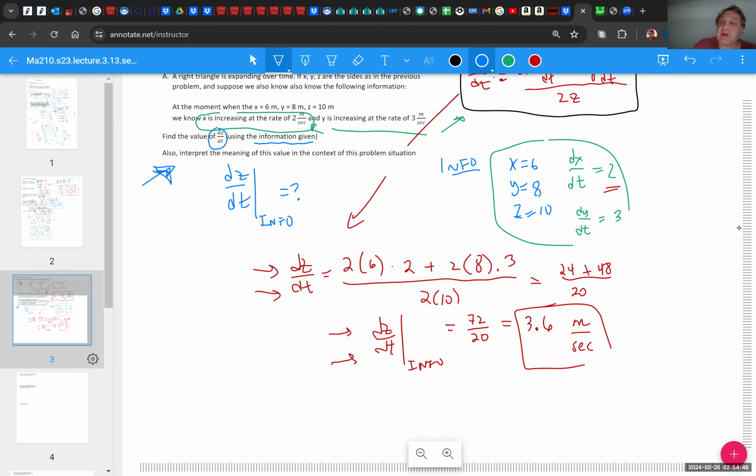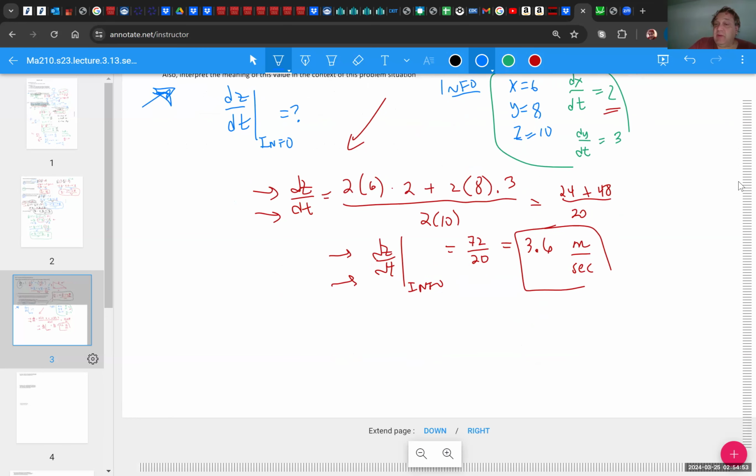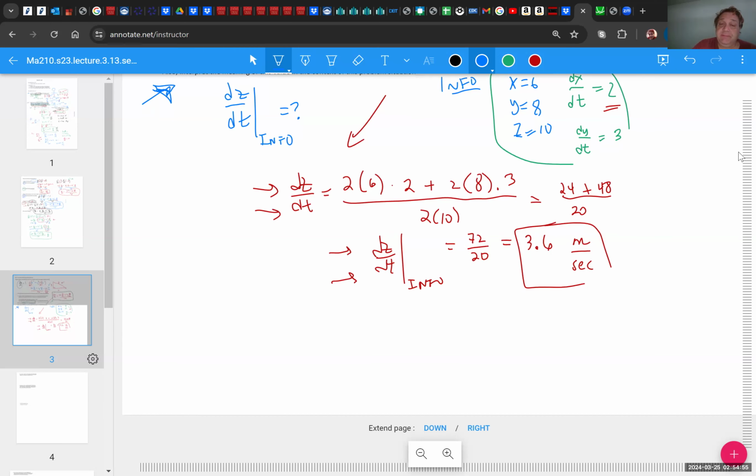So that's the key thing to describing or interpreting correctly what a derivative is. Something is changing by some amount at some particular moment. So here, I'll give it an attempt. At the moment when x is 6, y is 8, and z is 10. I guess I should say when one side length is 6, the other side length is 8, and the other side length is 10. I think you know what I mean when I say x, y, z.